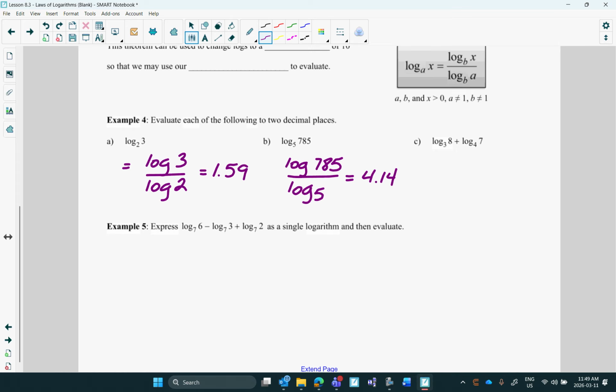This, remember, we can't combine these. Why can't we combine these into a multiplication? Bases are different. So I'm going to have to do each one using a calculator separately. Log 8 divided by log 3 plus log 7 divided by log 4. Get those two answers, add them together, and it works out to approximately 3.30.